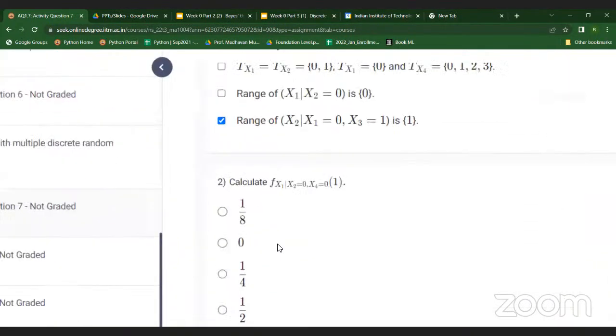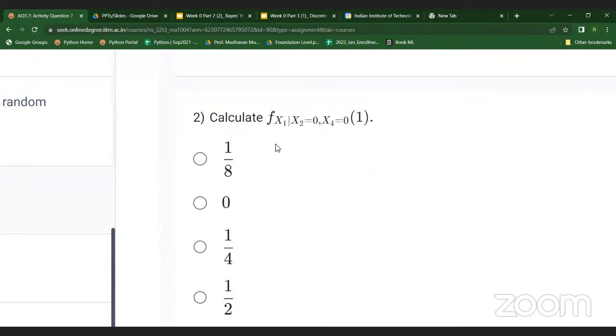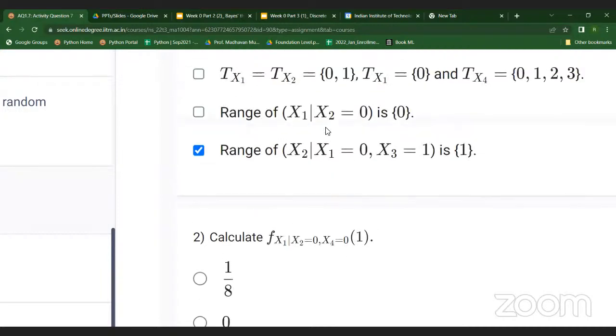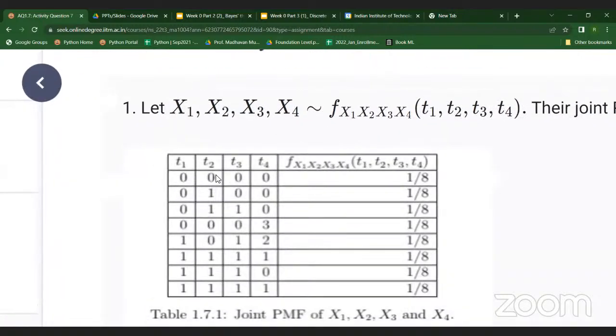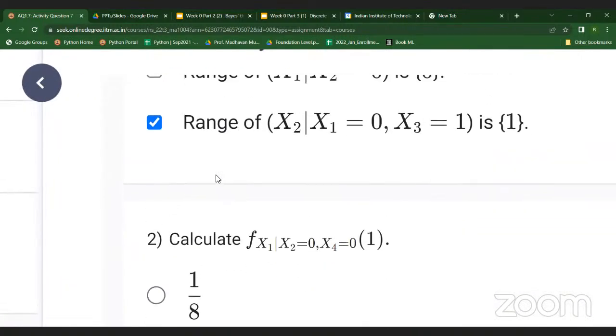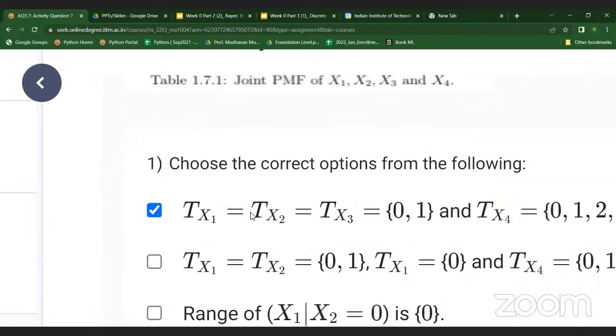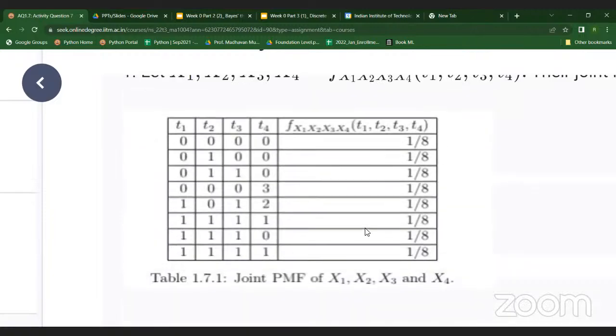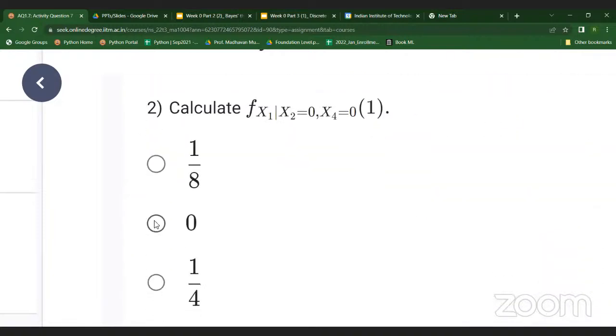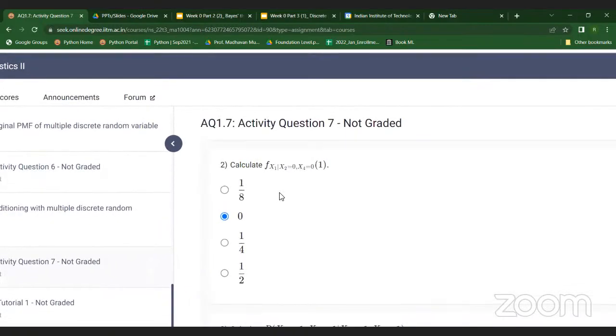They're asking to calculate the value of fx1 of 1 given that x2 equals 0 and x4 equals 0. x2 0 and x4 0, that has happened only in one case. Given that they're asking for x1 equals 1, given that x2 equals 0 and x4 equals 0, there is no way you're getting x1 as 1. You could only get x1 as 0. So this is going to be 0. Clear? Yes, sir.